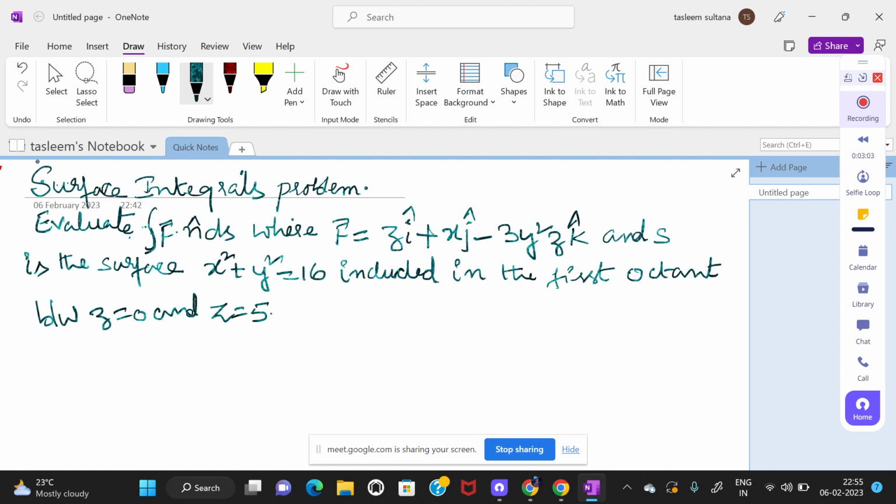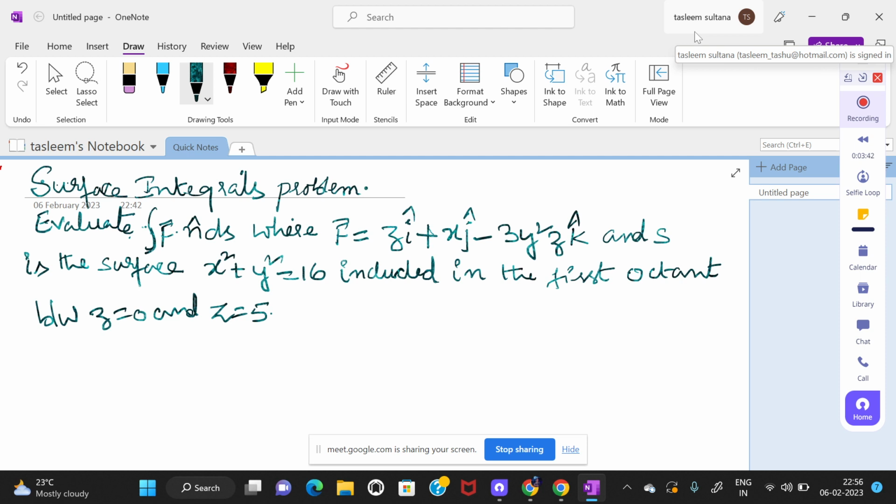Aditya, are you there? Yes, ma'am. Yeah, surface integral problem. They are asking to evaluate F vector dot n vector dS. They have given F vector is equal to z i vector plus x j minus 3y square z k vector, where S is the surface x square plus y square is equal to 16, included in the first octant, where z is equal to 0 and z is equal to 5.